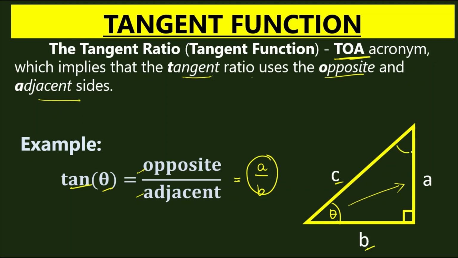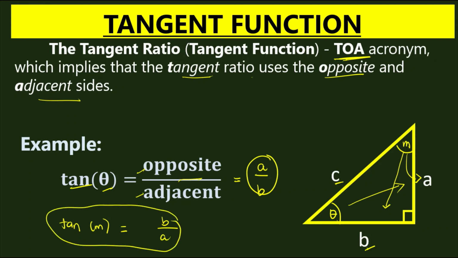Okay, halimbawa, meron pa tayo isang angle dito, and yung angle na yon is angle M uli. Okay? And kukunin natin yung value ng tangent M. Tangent angle M. To get the value of tangent M, again, gagamitin natin yung TOA, that is opposite over adjacent. So, opposite ng ating angle M is B over, ang adjacent naman ng angle M is A. So, tangent M is equal to B over A. B over A, that is the final answer.